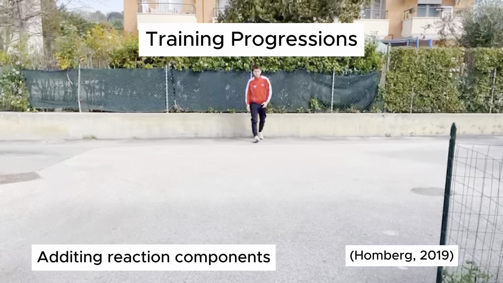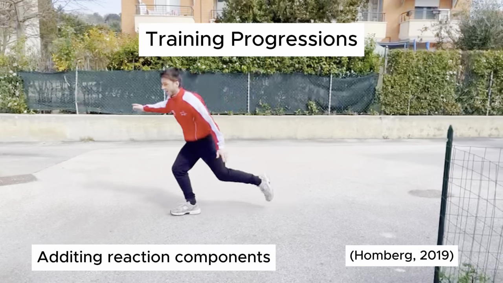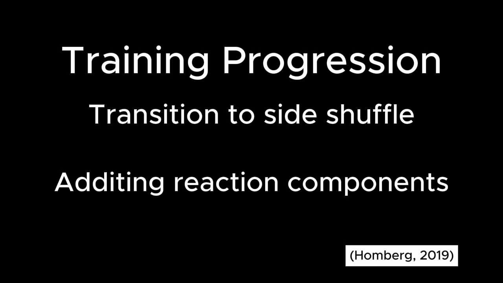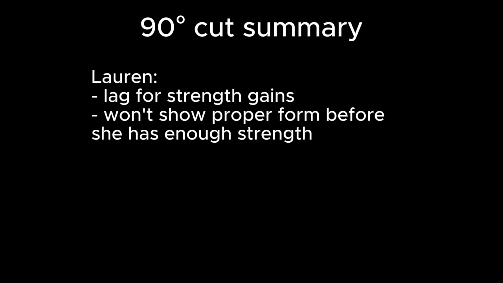For Marco, then, the idea is to add a specific stimulus he has to react to when performing the 90-degree cut, which can be simply starting by saying right or left and then him moving accordingly, up to more complicated variations. To summarize the 90-degree cut analysis, Lauren showed a strength deficit, which didn't allow her to perform the cut in an efficient manner. This lack of strength will take some time to be corrected.